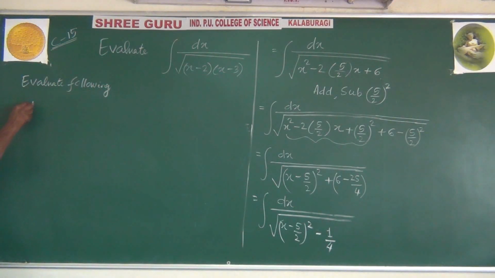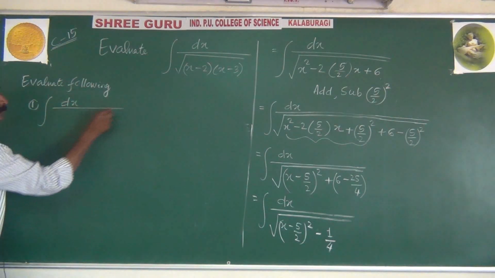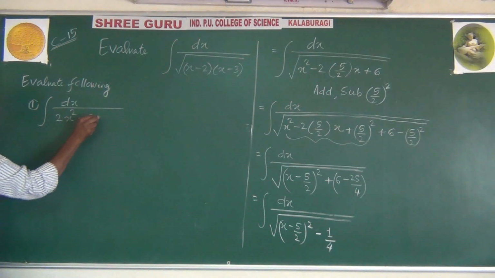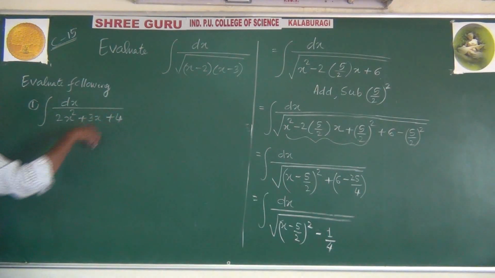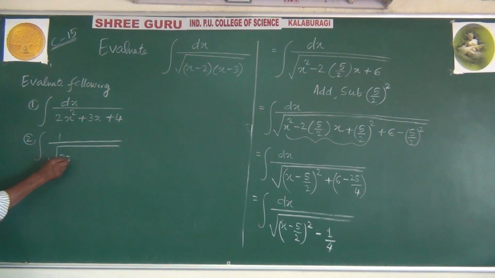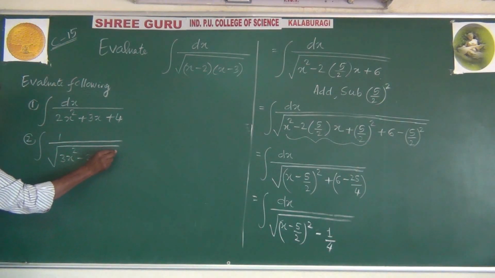First one, integration dx divided by 2x square plus 3x plus 4. Second one, integration 1 divided by square root of 3x square minus 2x plus 1.